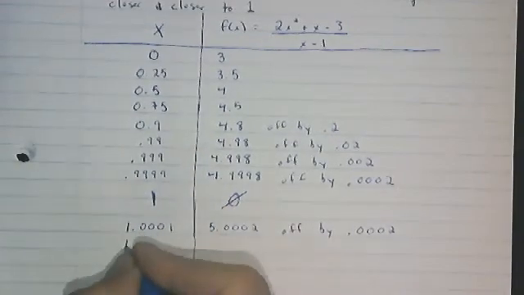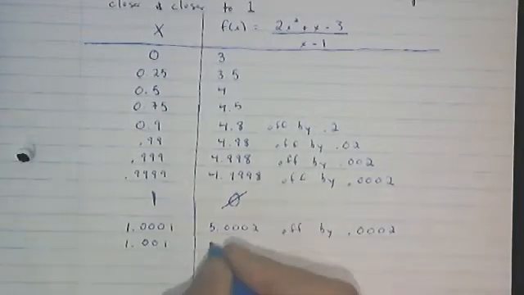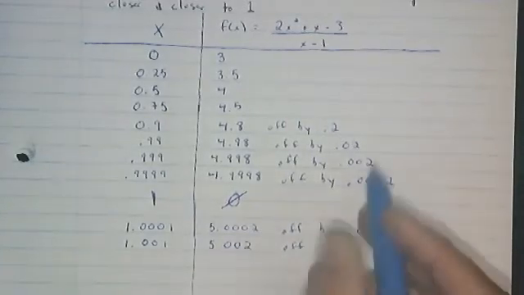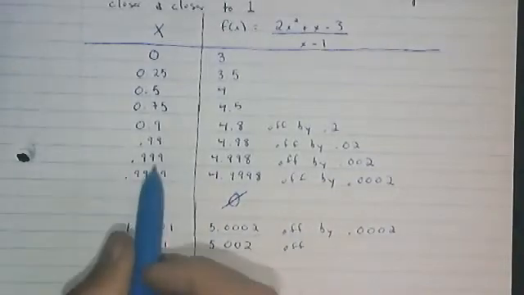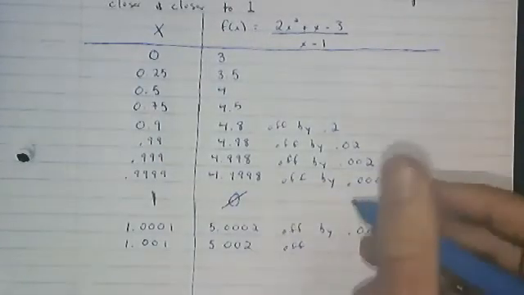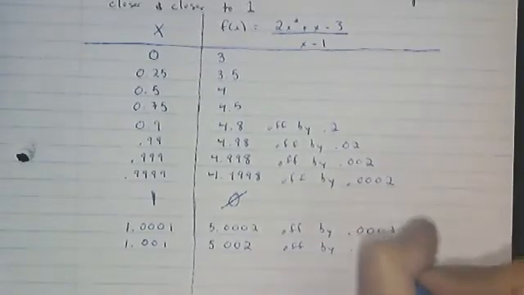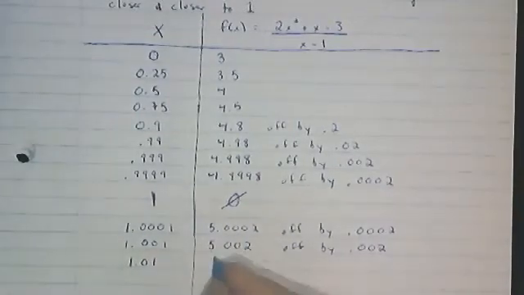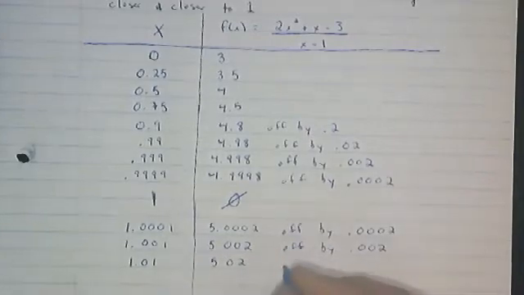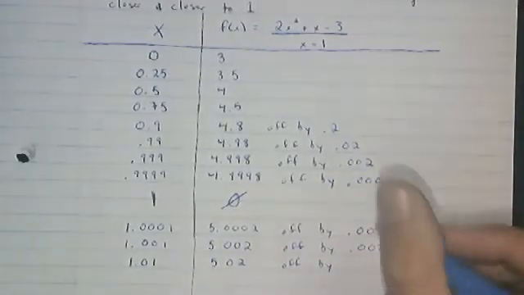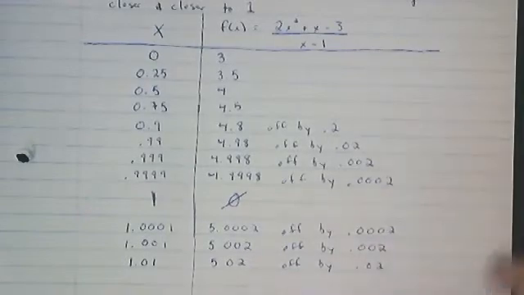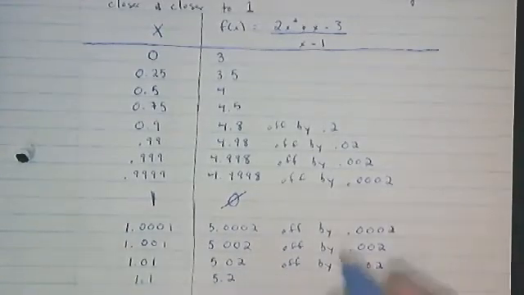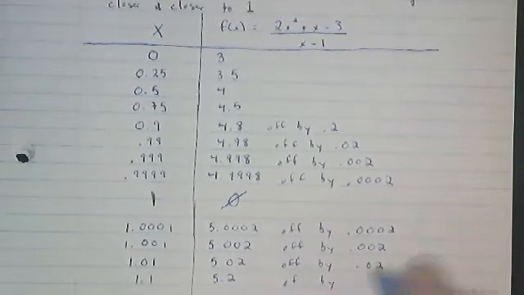And indeed, at 1.001, we have a function value of 5.002. We again see that match up with the corresponding input from the left side, off by 0.02. 1.01 gives us 5.02, off by 0.02, and then you kind of get the picture. At 1.1, we saw 5.2 as our function value. It was off by 0.2.